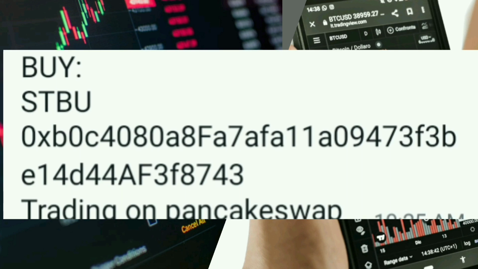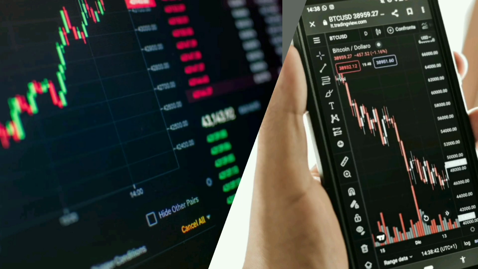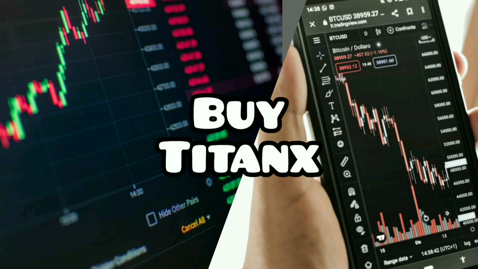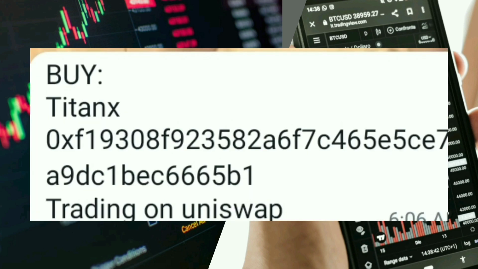So they say buy STBU. This is the contract address, and they say trading on swap. Whenever you see PancakeSwap, Uniswap, they're simply telling you that it is a DeFi trade. You go to your Trust Wallet and access it. So that is that. Another one for this same DeFi trade, they said buy Titans. This is the contract address for Titans, and they say trading on Uniswap. This is another type of DeFi trading.